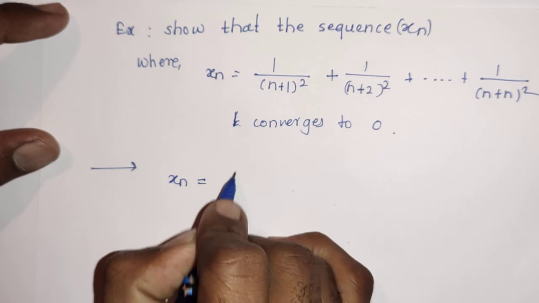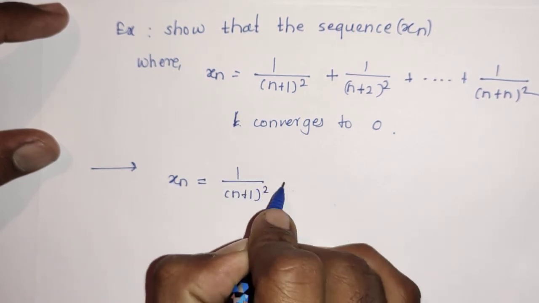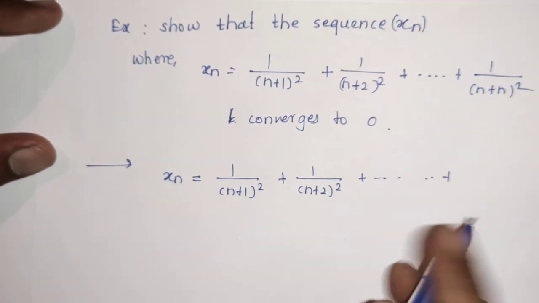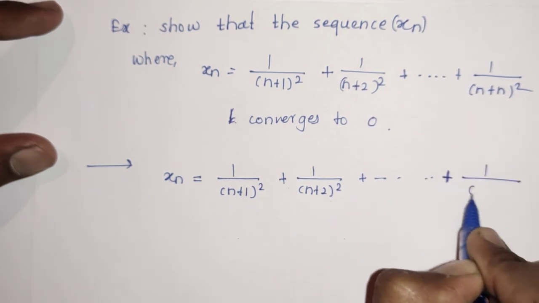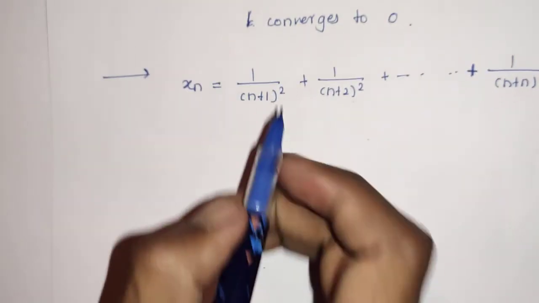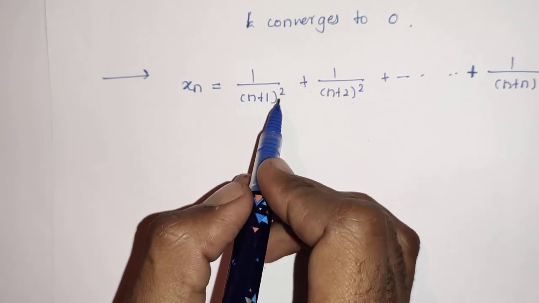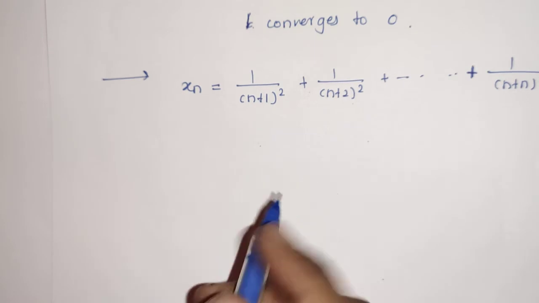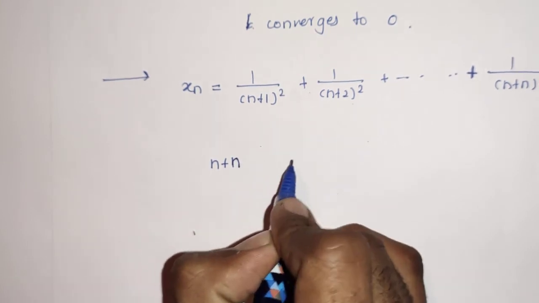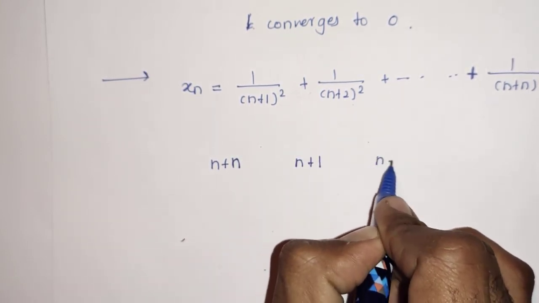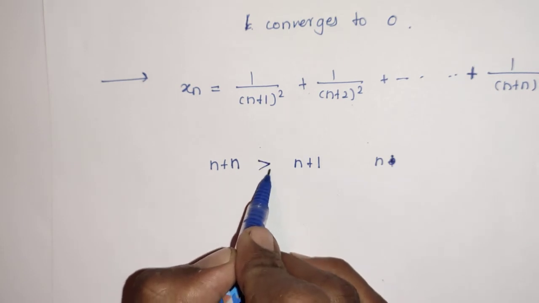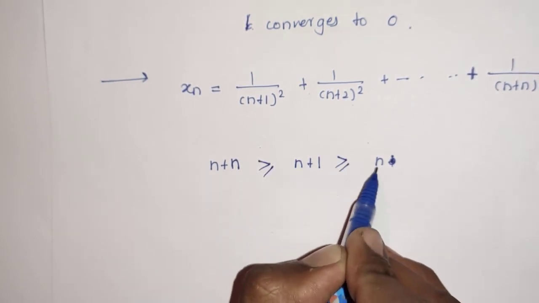x_n is equal to 1 upon (n+1) square plus 1 upon (n+2) square plus up to 1 upon (n+n) square. So similarly, like the previous example, we can write this. If we find the relation, then clearly n+n is greater than or equal to n+1, and n+1 is greater than or equal to n.